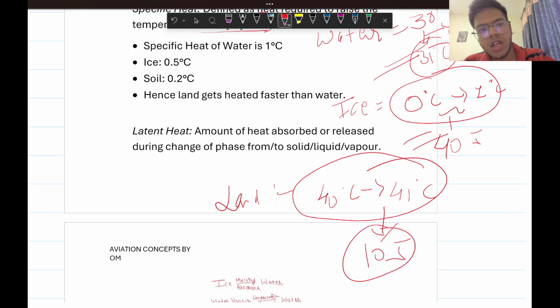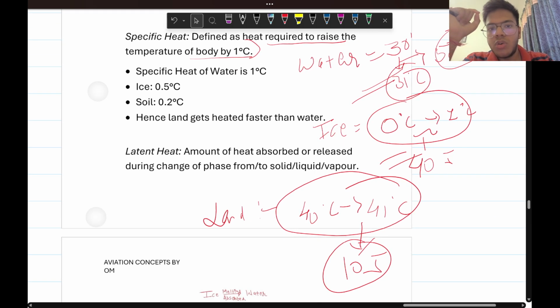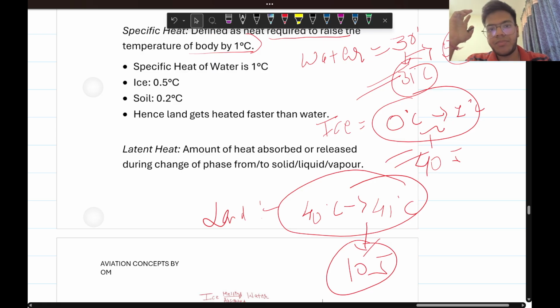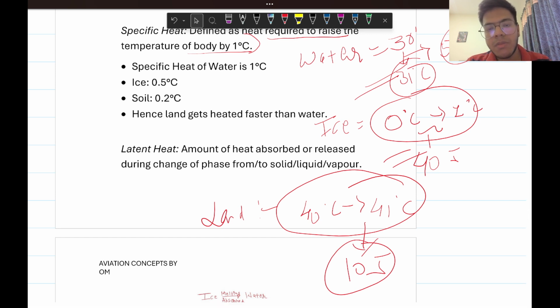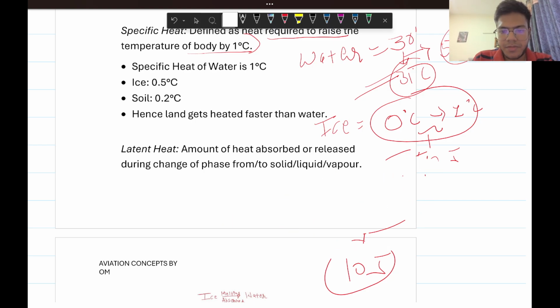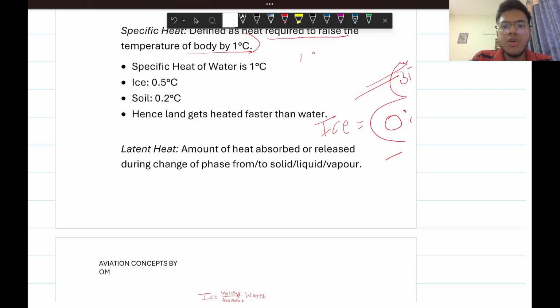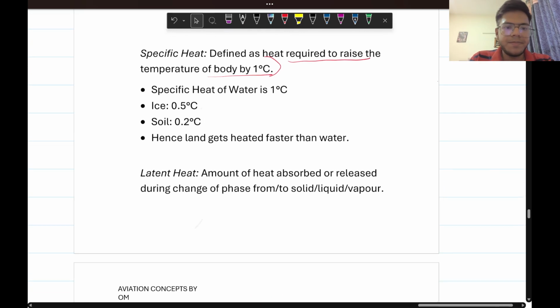It means if we consider this example, with 10 joules only I can increase the temperature of land by 1 degree Celsius. That's why guys, land gets heated faster than water, because specific heat of water is maximum and land has minimum. I hope guys this is very clear to you. Guys, still if you have doubts, you can ask me in the comment section. Okay, I will try to answer your doubts.